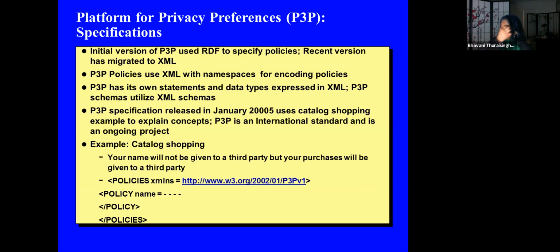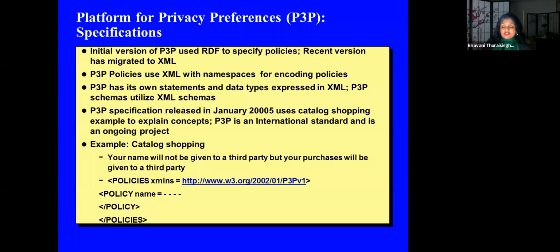P3P initially used RDF. When the semantic web community came up with the Platform for Privacy Preferences, they first used RDF, the Resource Description Framework, to specify the privacy policies. P3P policies use XML with namespaces, but more recently, XML has been used for almost everything. So these days, websites are using XML, although the initial standard was P3P. P3P has its own statements and data types expressed in XML. P3P schemas utilize XML schemas.